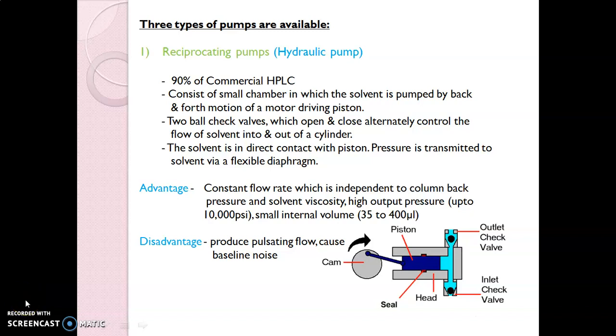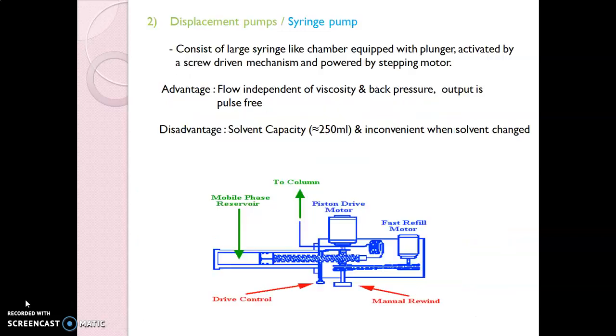In the last lecture, we have seen the ideal properties of pumps. Now in this lecture, we are going to see in detail about the pumps. Three types of pumps are there, which we have seen in the last lecture. First is the reciprocating pump, second is the syringe pump, and third is the pneumatic pump.